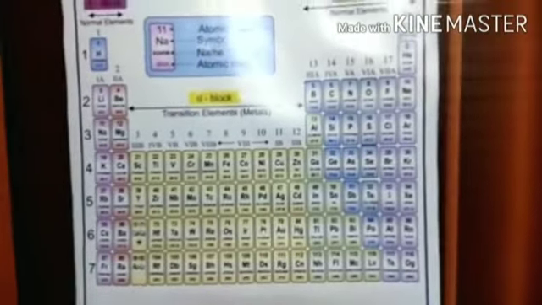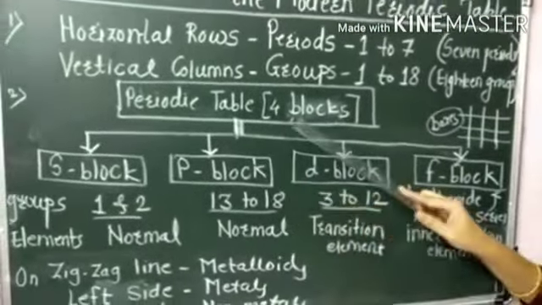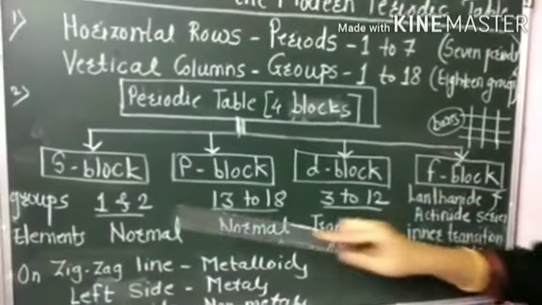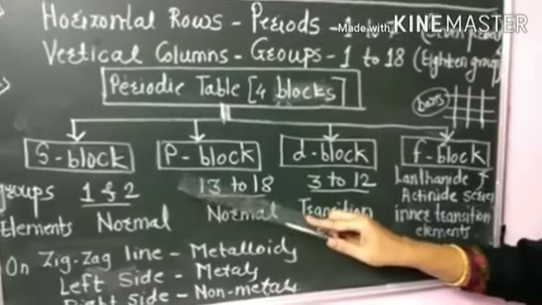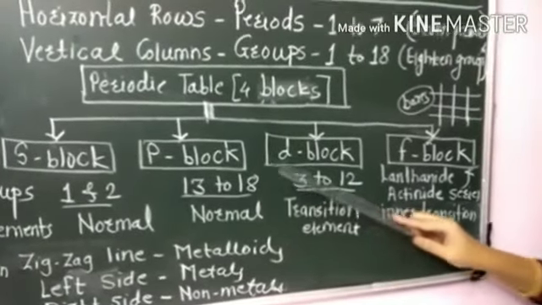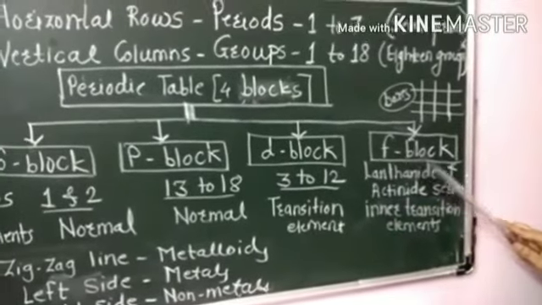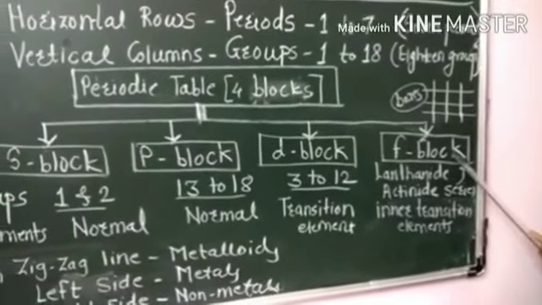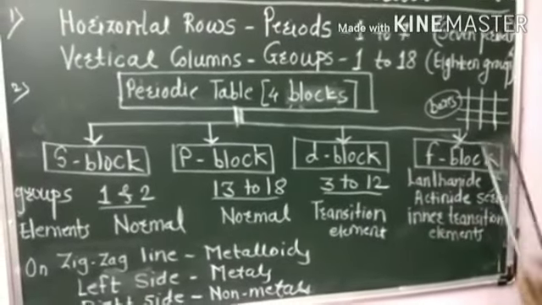Then we see this periodic table. This periodic table is divided into 4 blocks. The first block is called the S block. The second block is called the P block. The third block is called the D block. And the fourth block is called the F block. We see the information about these blocks in this periodic table.